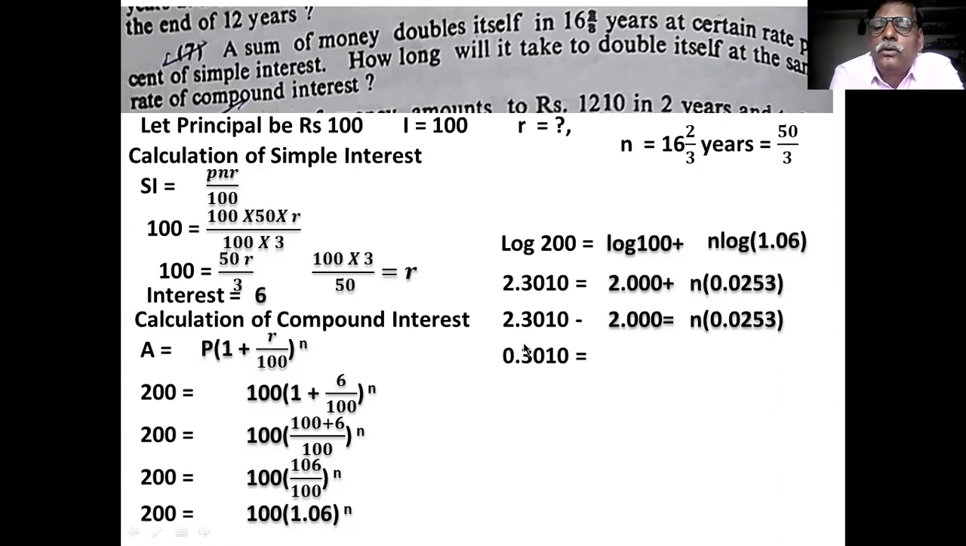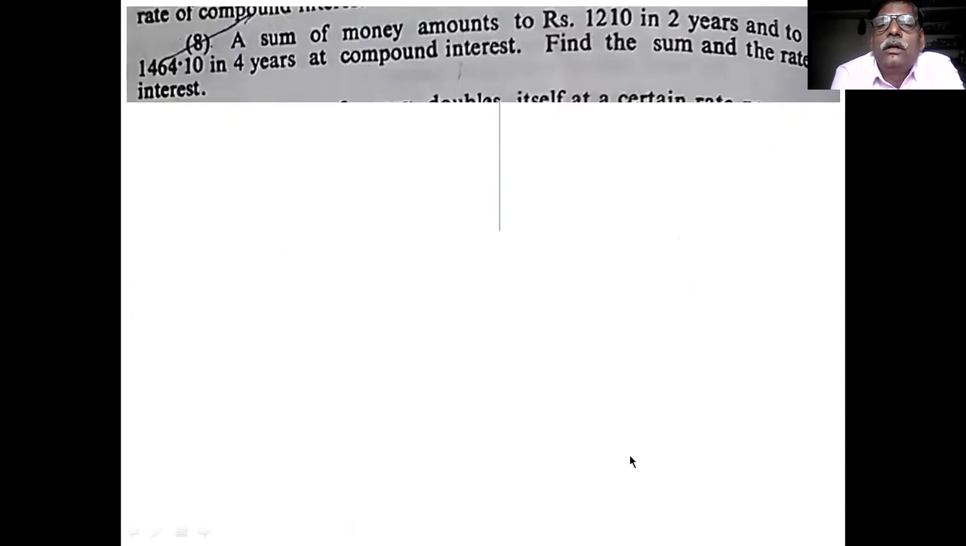Okay. So 0.3010 is equal to N in the bracket 0.0253. If you take this bracket to the left-hand side, it comes in the denominator. So you take here 0.3010 divided by 0.0253 is equal to N. Therefore, N is equal to 11.89 years.